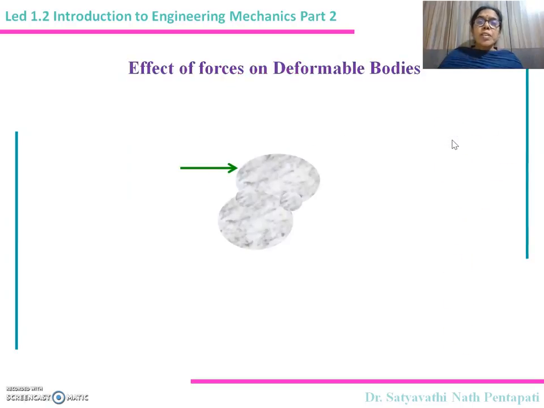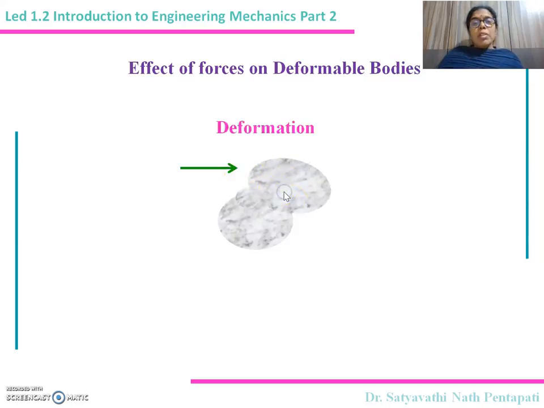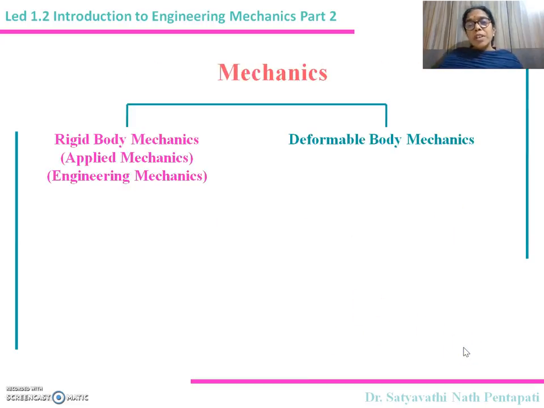What is a deformable body? What will happen to a deformable body under the effect of forces? See this object. When a force is applied on this, there will be a change in the shape of the object. See again, like this. So deformable bodies undergo change in shape or size under the application of forces.